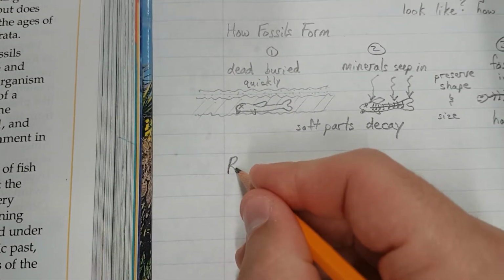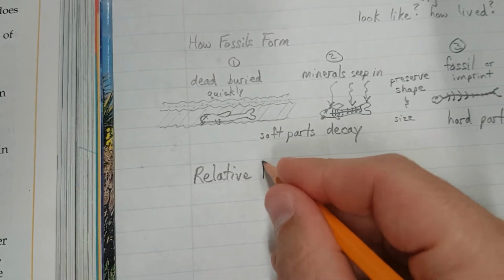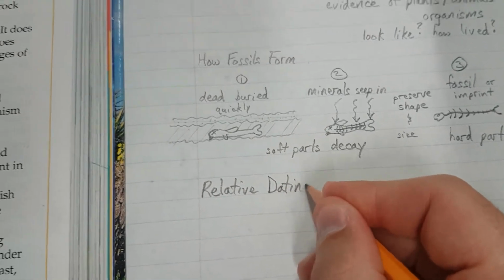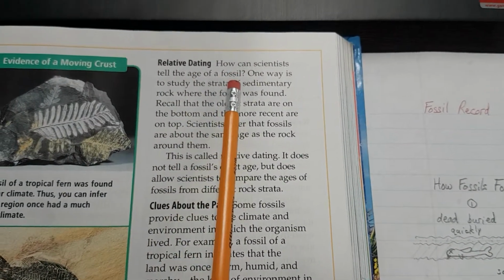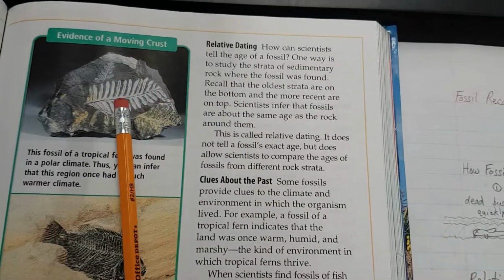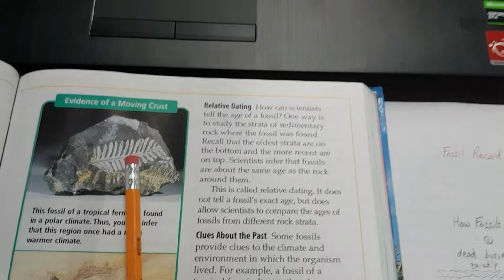Relative dating. Okay, capital R-E-L-A-T-I-V-E, dating, capital D-A-T-I-N-G. How can scientists tell the age of a fossil? Well, that's a good question. Like if you have a rock, how do you know how old it is? Is it 3 weeks old or 3 million years old?